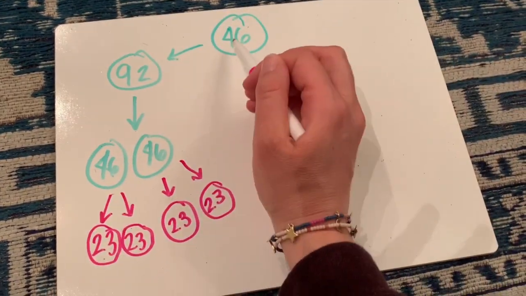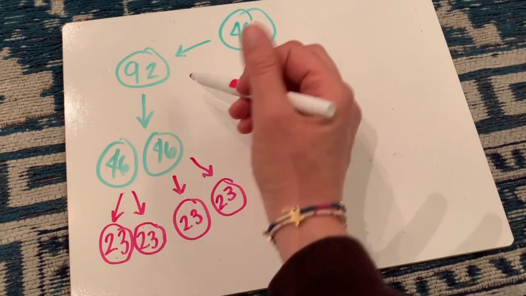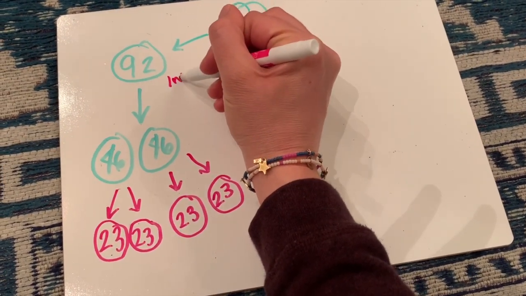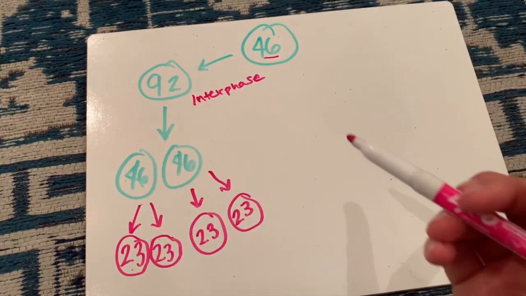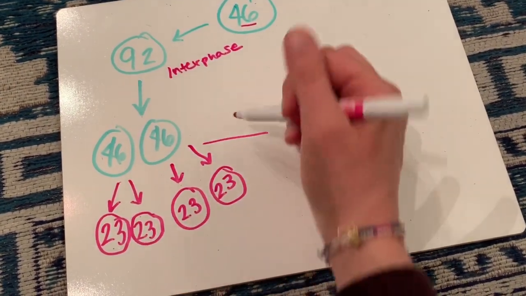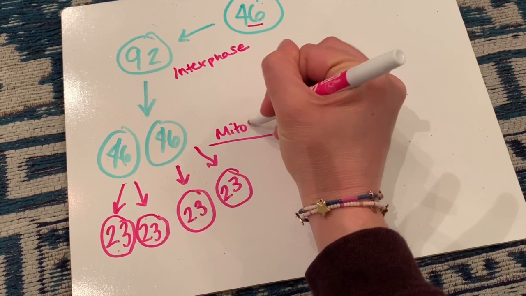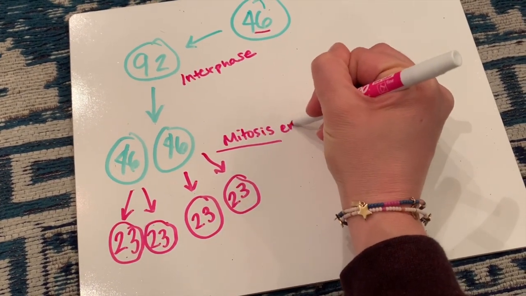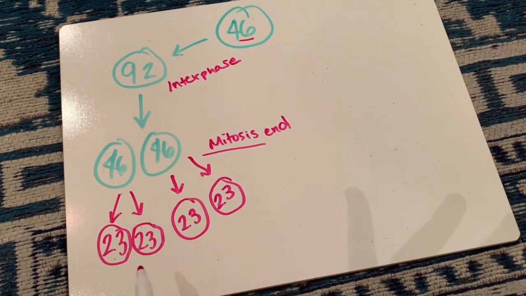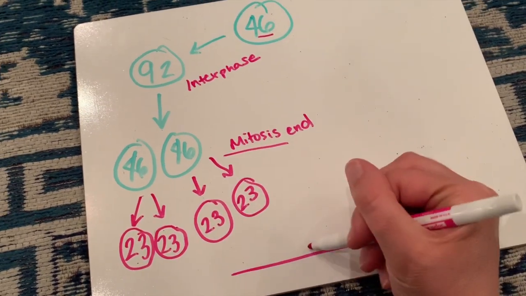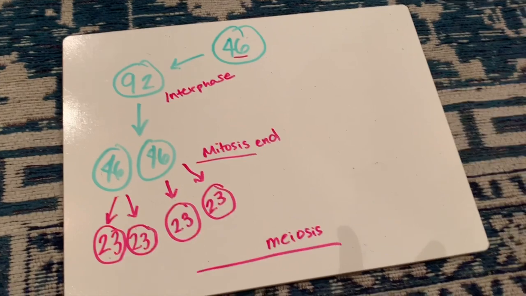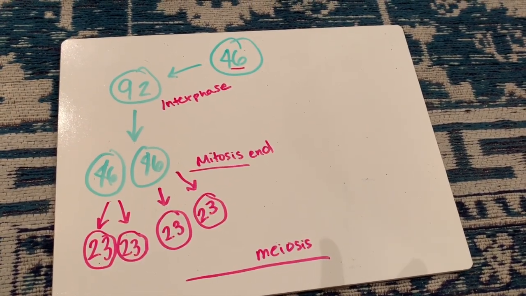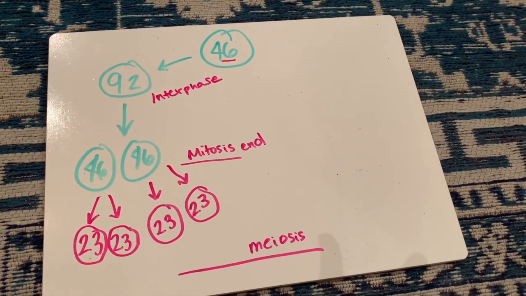So that's how we started with 46. We copied it. This is interphase, where we copy the DNA. Mitosis, we'd be done here. But if we're doing meiosis, we go all the way down here to the 4 new cells. Now, the processes are a little more complicated than that, which we're going to go through in these lessons.